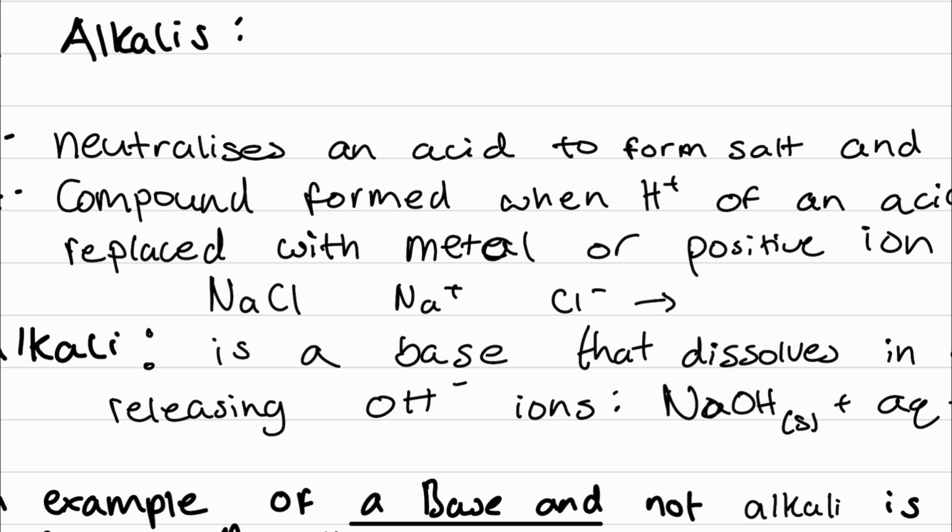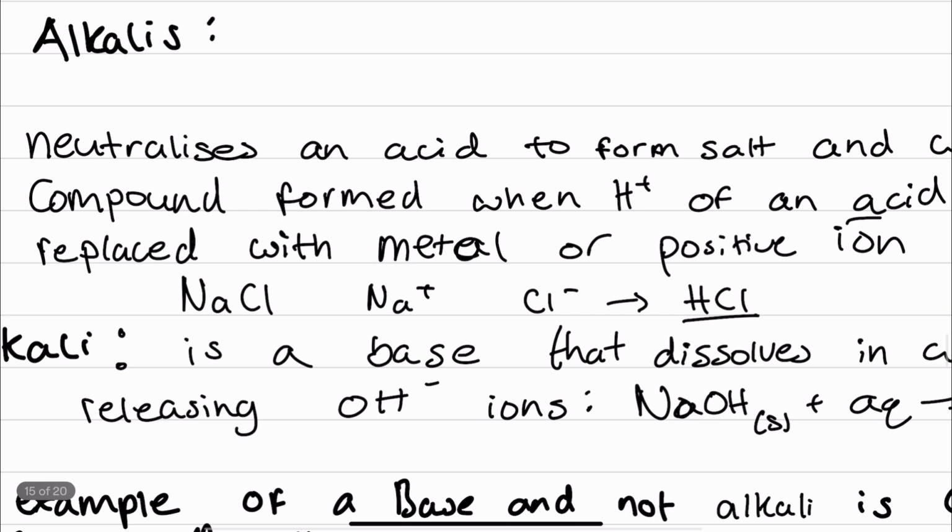Now, Cl minus can be HCl. Therefore, that means that HCl, which is an acid, as said in the definition, has its H plus ion replaced with sodium, which is a metal. That's a very easy way of remembering what that definition could be. If you just work back from table salt, you know that it is when the H plus of HCl is replaced with Na, a metal, to form NaCl or table salt.